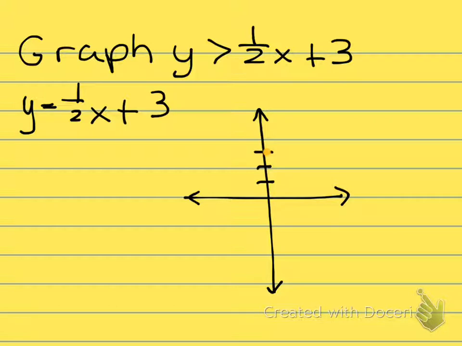and then you're going to go down. Oops, let's change the color. You're going to go up 1, because the slope is positive 1/2, up 1 to the right 2. Or you can go down 1 to the left 2. Then I'm going to look at which type of symbol I have, and since I don't have an equal to line underneath my symbol, my line is going to be dashed through these points.